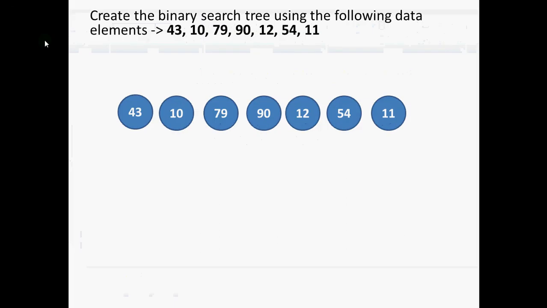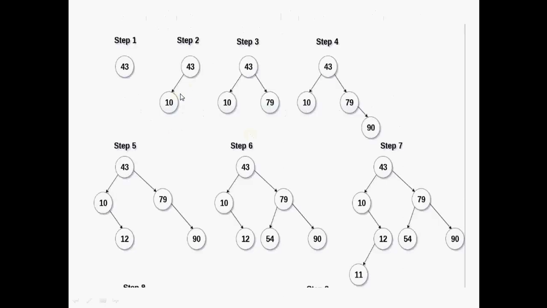In the previous video we have seen how to solve this problem: create a binary search tree using the following data. The numbers are given, and we have to arrange them following the rules of a binary search tree. We followed these 7 steps, and finally we got this binary search tree after step number 7.